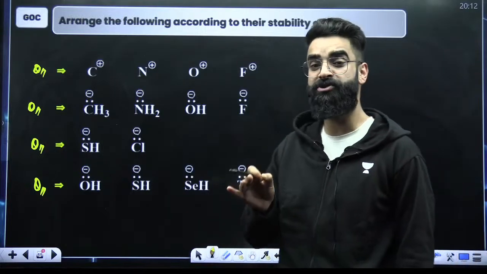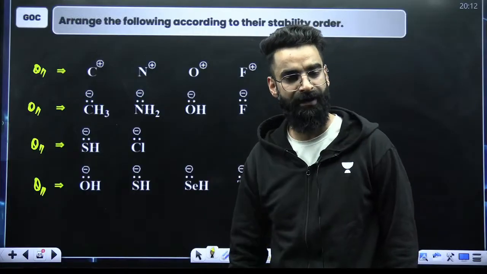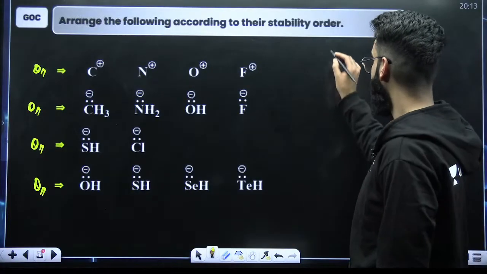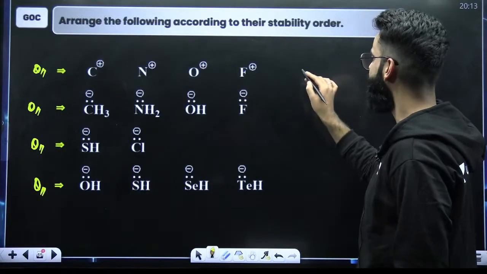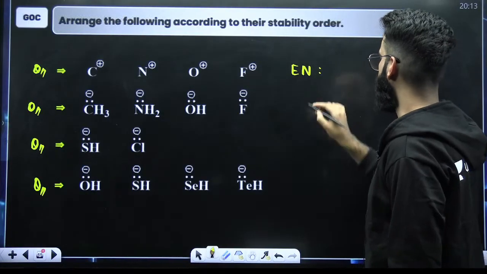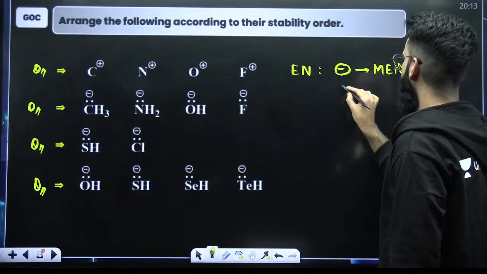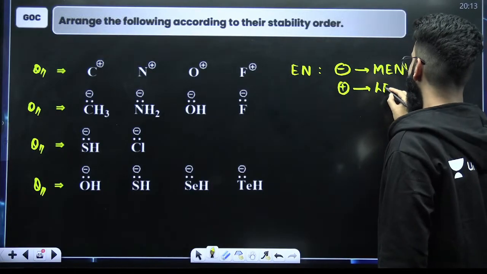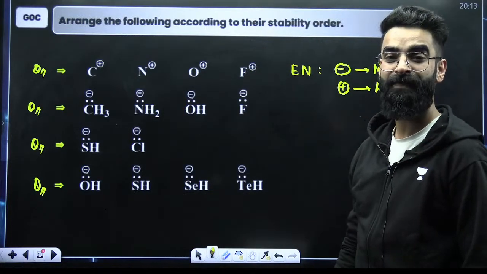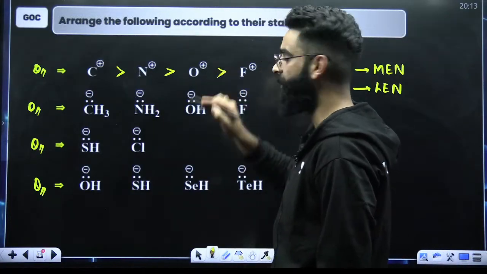Whenever we are supposed to check the stability of charges on elements which belong to the same period, we do that with the help of electronegativity. And remember 2 things: negative charge is more stable on the more electronegative element, and positive charge is more stable on the less electronegative element. So these are all positively charged species, and a positive charge will be stable on the less electronegative element. So this is going to be the stability order.